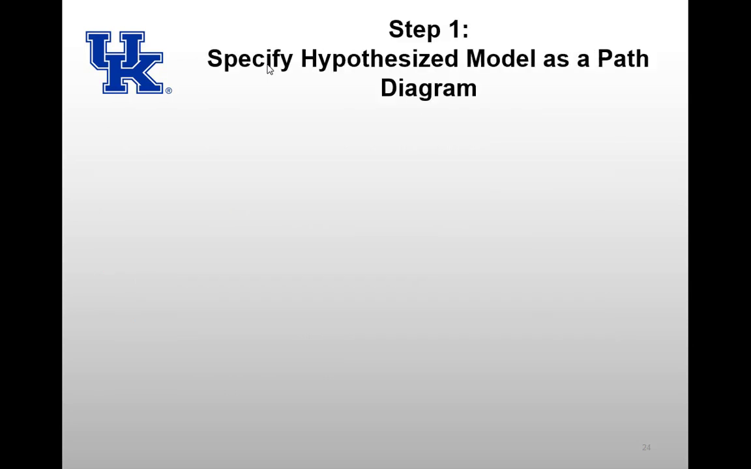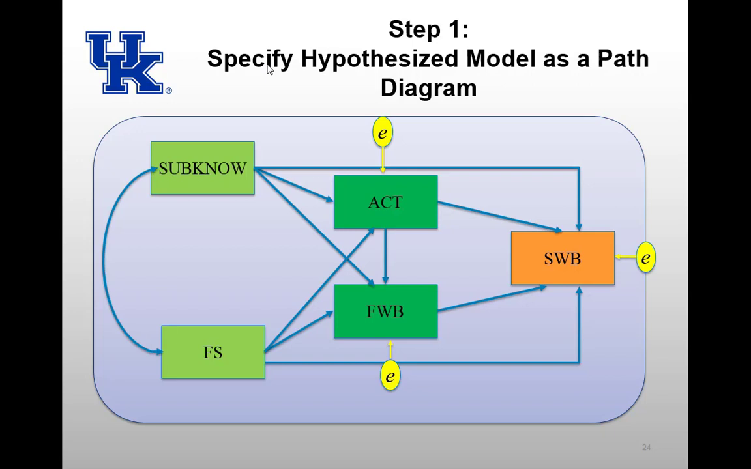So we specify our model. If you recall, these two light green ones we call exogenous variables because they have arrows going out. This one is financial knowledge. This one is financial skills. We hypothesize that, through the mediation of financial action and financial well-being, they will have a positive effect on overall life satisfaction. That is our DV.